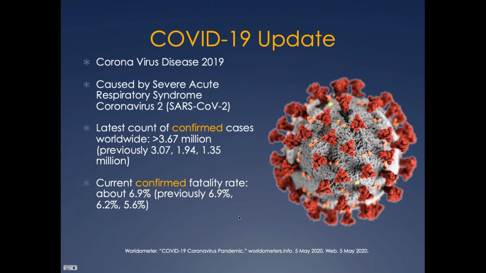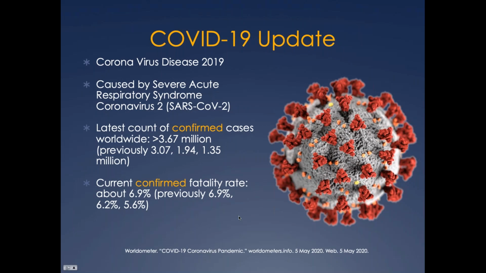A little bit of an update on the COVID-19 situation. Again, this refers to confirmed cases. They have definitely bumped up in the past week. These are worldwide numbers, 3.67 million total confirmed cases. Encouragingly, the confirmed fatality rate has held steady at 6.9%. As we discussed last week, however, this is probably a gross overestimation of what the actual fatality rate of this infectious process really is.